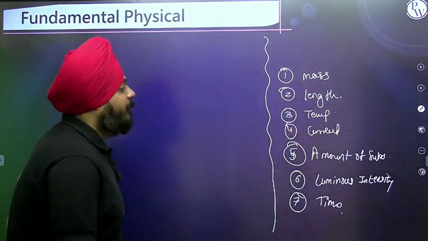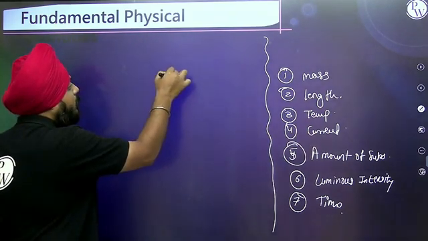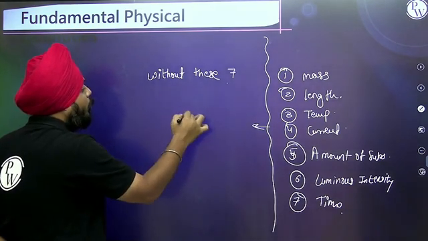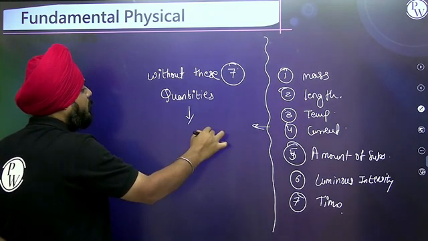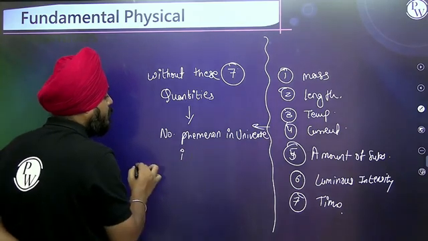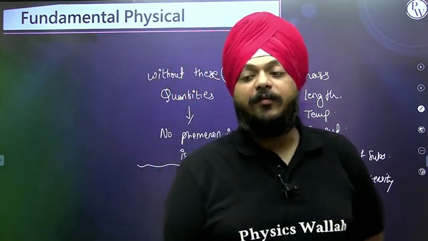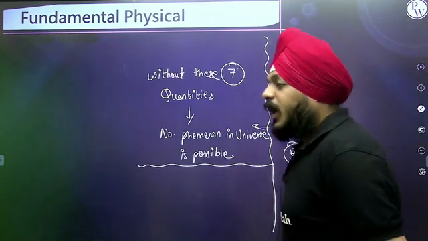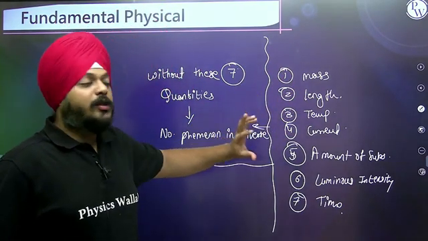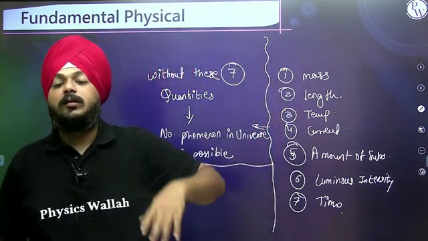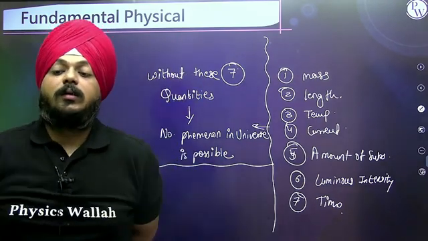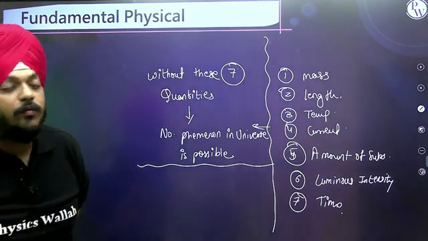Without these 7 fundamental physical quantities, no phenomenon in this universe is possible. If you are an analyst analyzing any phenomenon, then in any way, one of these 7 physical quantities or a combination of them is always involved. Always means they are always involved.